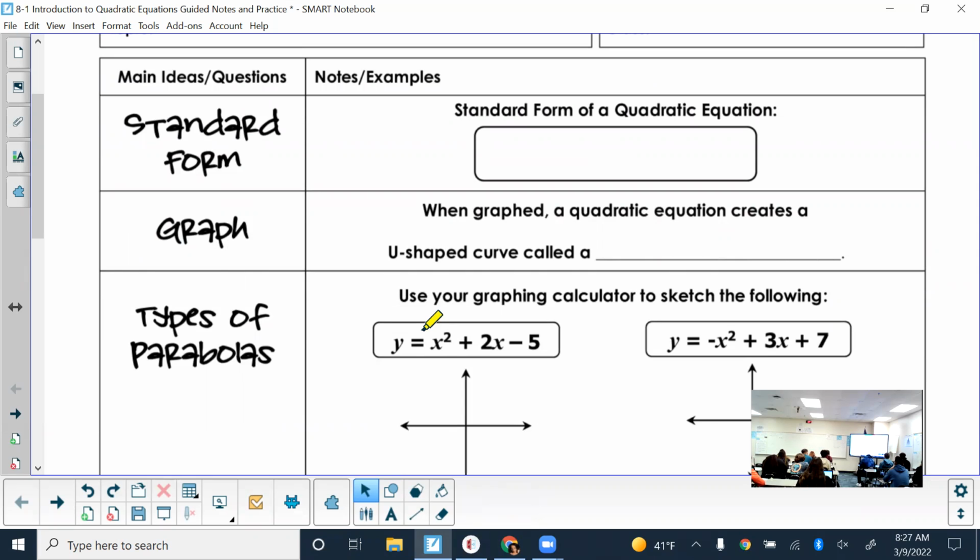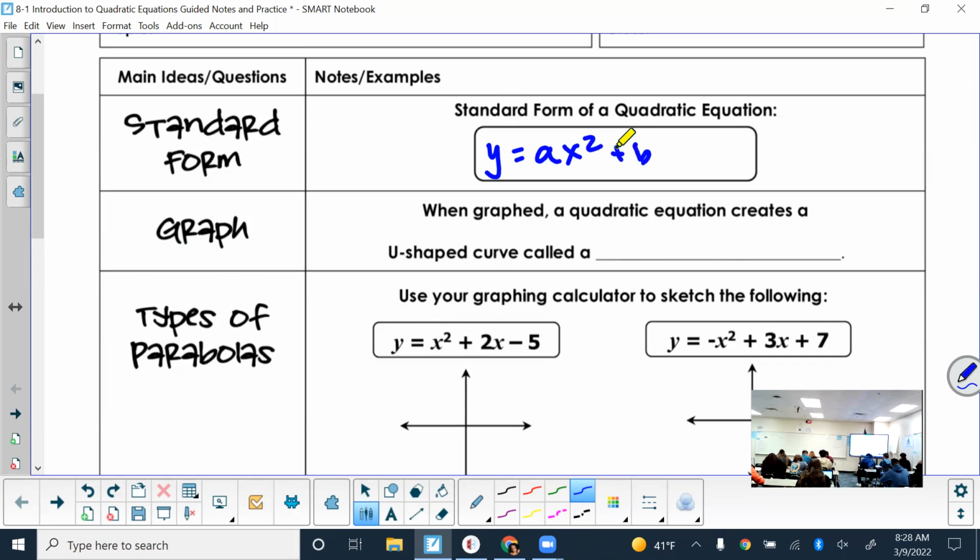Is going to be y equals ax squared plus bx plus c. Y equals ax squared plus bx plus c. And that should look familiar, doesn't it?